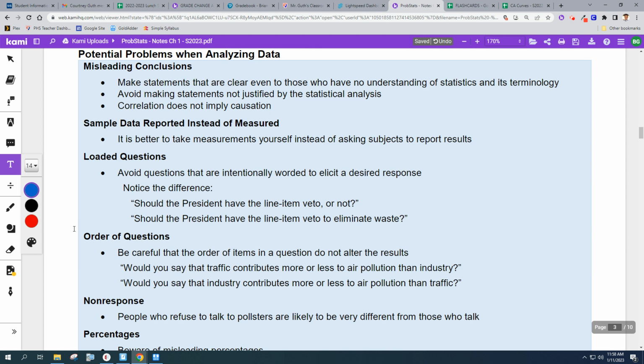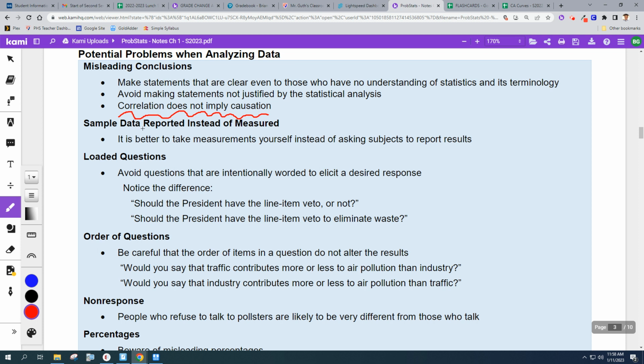Potential problems when analyzing data. Misleading conclusions. Make sure your statements are clear even to people who don't understand statistics. Avoid making statements not justified by the analysis. This is a big one. Correlation does not imply causation. Sometimes you're going to see two things that seem to be related. They both increase. One goes up, the other goes up. One goes down, the other goes down. They're correlated, but that doesn't mean that one causes the other.